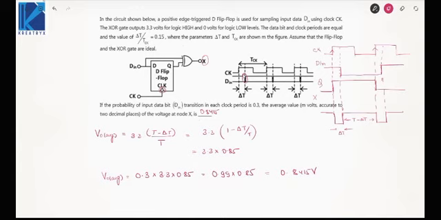So if you ever face such a problem where the transition is not sure, it has a certain probability, then assume that the transition takes place and at last multiply the average value by the probability of transition.